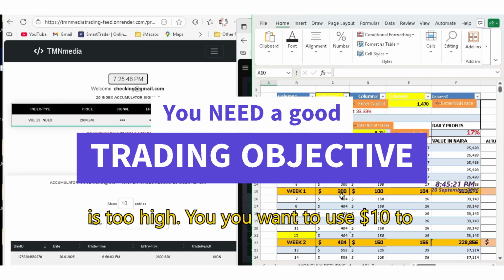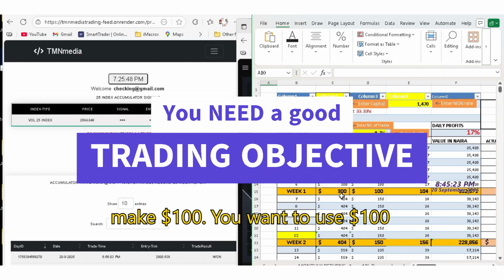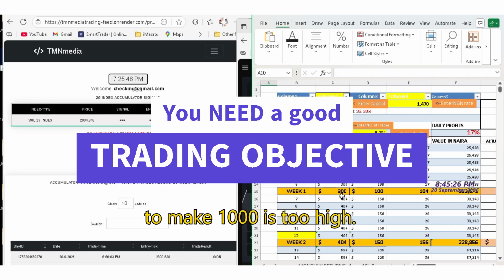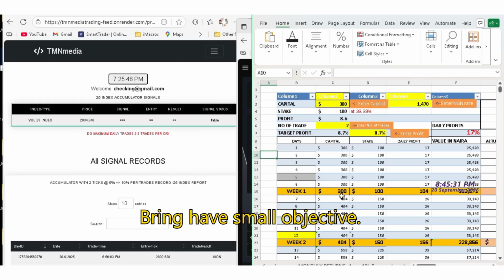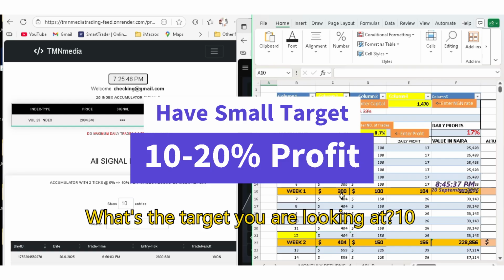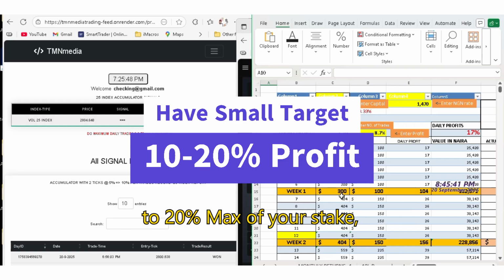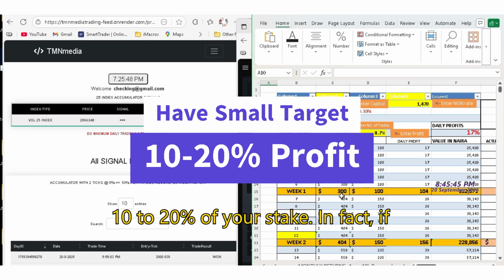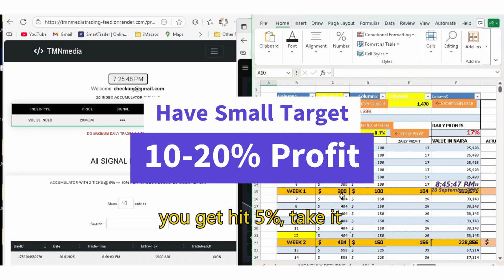You want to use $10 to make $100. You want to use $100 to make $1,000. It's too high. So what's the first thing you need to do? Have small objectives. Have small targets. What's the target you are looking at? 10 to 20% max of your stake. In fact, if you hit 5%, take it.